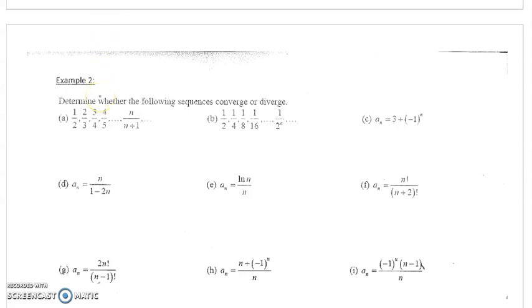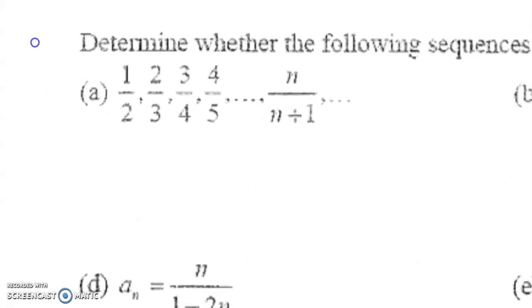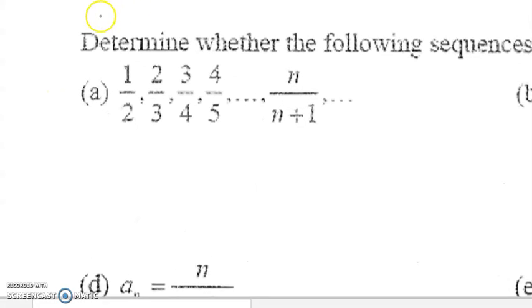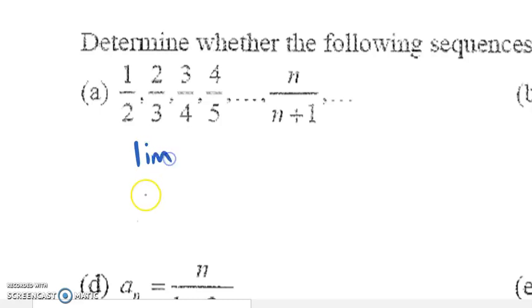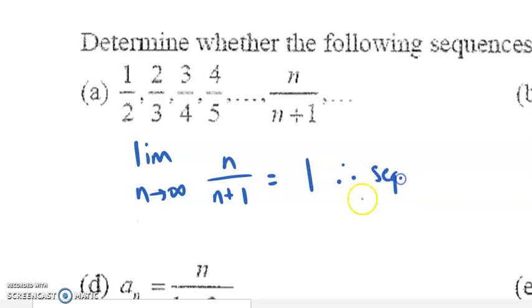So on example 2a here, we've got the sequence 1/2, 2/3, 3/4, 4/5, etc. And the nth term is in the form n over n plus 1. So we ask the question, what happens to the limit as n approaches infinity of that nth term? What does that nth term approach? And we know that that equals 1. Therefore, the sequence converges to 1.